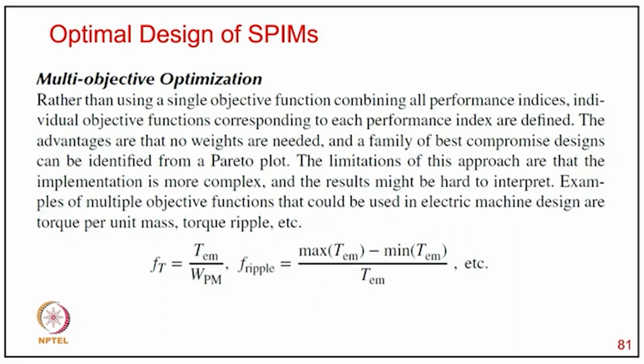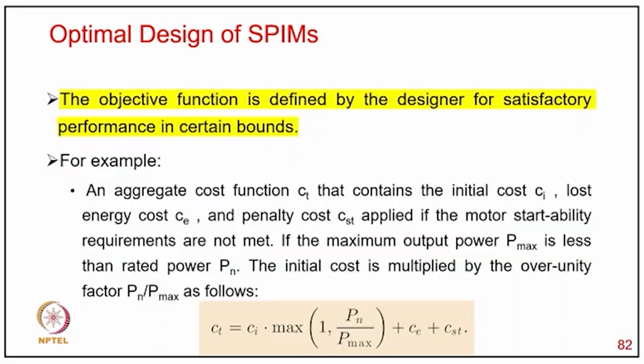For example, Ft equal to Tm upon Wpm, where F ripple equal to maximum Tm minus minimum Tm divided by Tem. So now the objective function is defined by the designer for satisfactory performance within a certain bound. For example, an aggregate cost, that is Ct, that contains the initial cost Ci, loss energy cost Ce, and the penalty cost Cst applied if the motor startability requirements are not met. If the mechanical output power Pmax is less than the rated power Pn, the initial cost is multiplied by an over-unity factor Pn upon Pmax as follows.